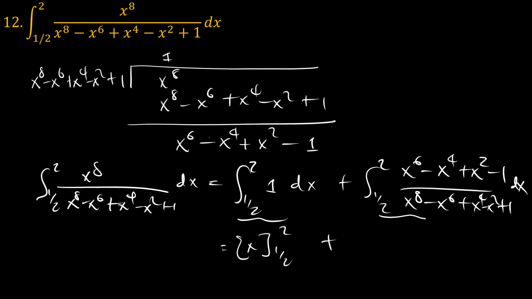plus, let's call this integral I. And this, as you see here, is the same as 3 over 2. Now that's 2 minus a half, is 3 over 2 plus I. So our special integral focus now is going to be I. We're going to figure out what I is, and then move from there. So what is I?